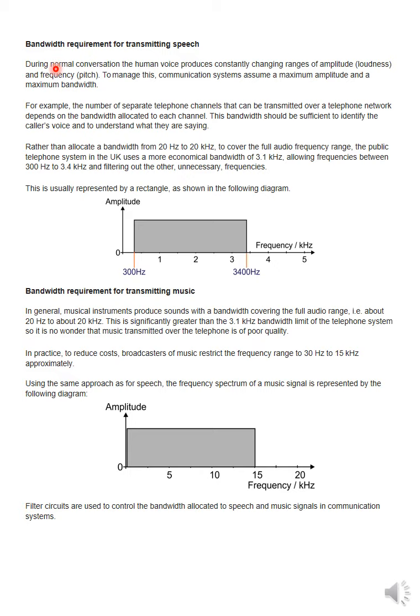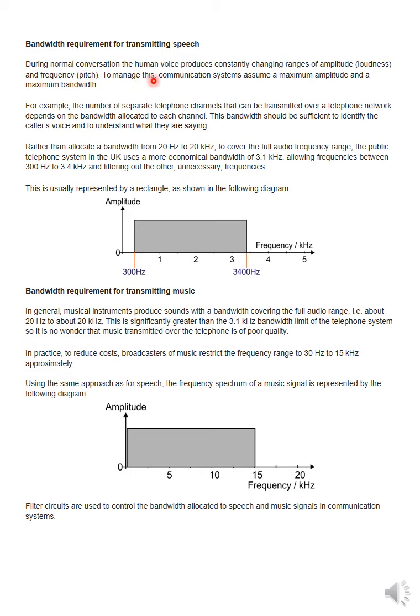Now, the bandwidth requirement for transmitting speech. During normal conversation, the human voice produces a constantly changing range of amplitudes, loudness, and frequency, pitch. Like I'm taking a lecture now, so you will see that at certain points there will be loudness, and my frequency, or you can say the speed at which I'm speaking, will be high, and then it will be low. So it has a changing range of amplitudes, loudness, and frequency, pitch.